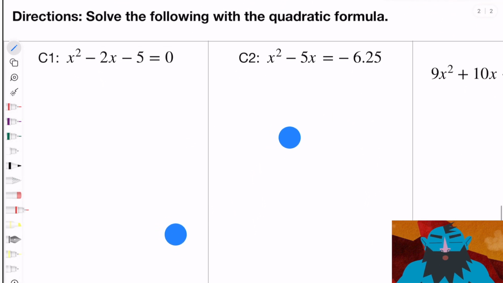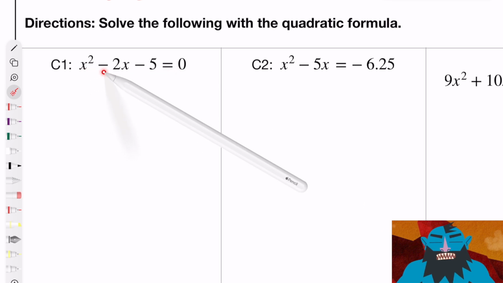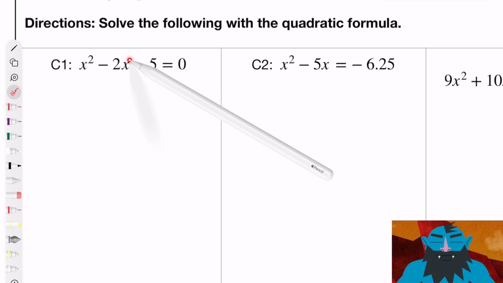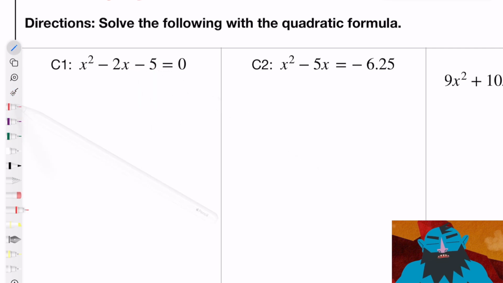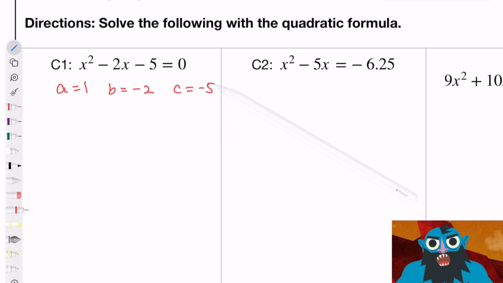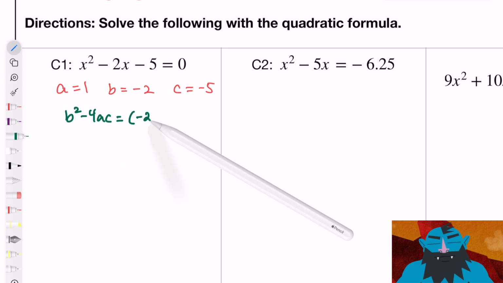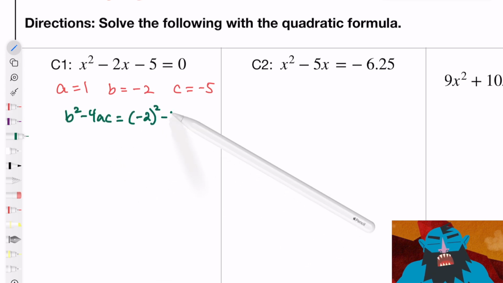So here we go. Step number 1, I check to make sure it's equal to 0. It is. It is quadratic, and it's in standard form: the squared term, the linear term, the constant. So I'm going to grab my A, grab my B, and grab the C. I'm going to calculate that discriminant, b squared minus 4ac. I wonder if I'll get real answers, or if I'm going to get imaginary answers.